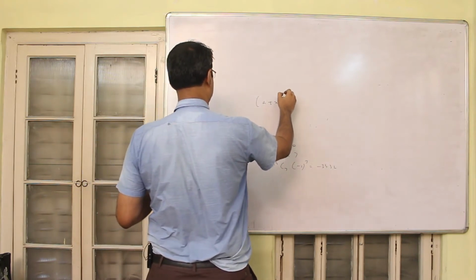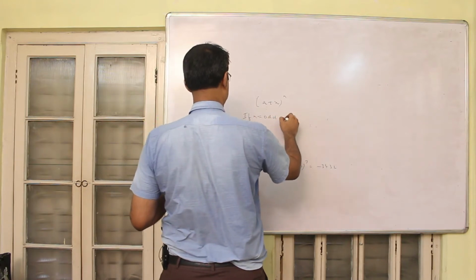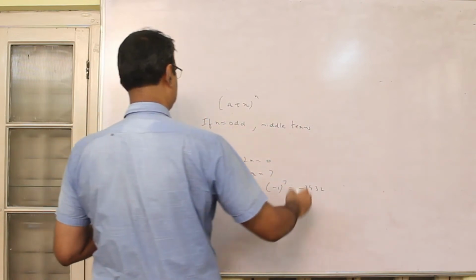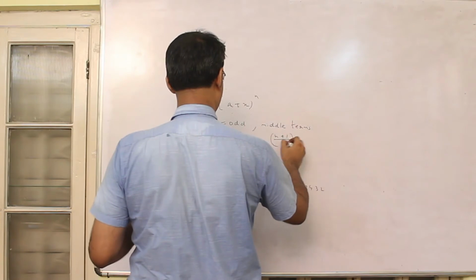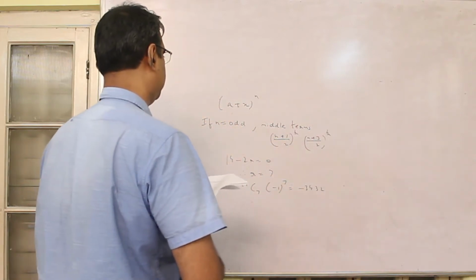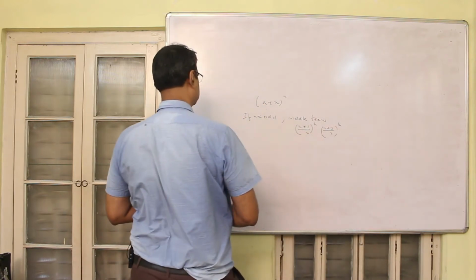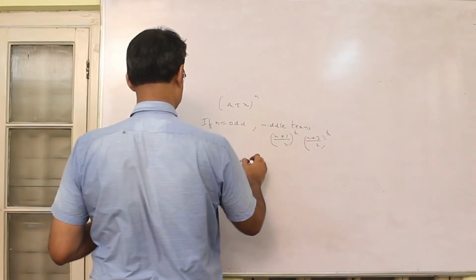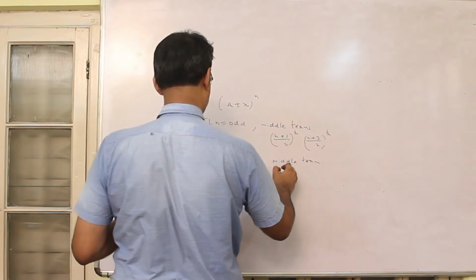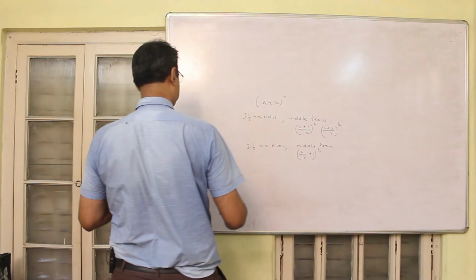Now, in the expansion a plus x to the power n, if n is odd, then in that case there will be two middle terms. The n plus 1 by 2th term and the n plus 3 by 2th term. And if n is even, then the middle term will be n by 2 plus 1th term. So this is the formula to find the middle term.